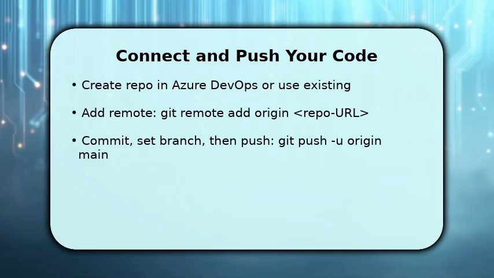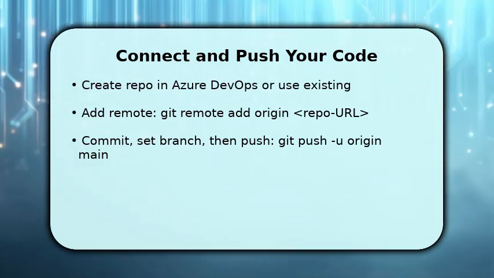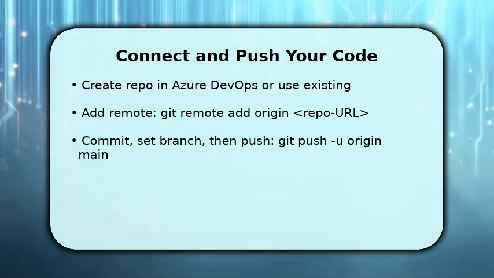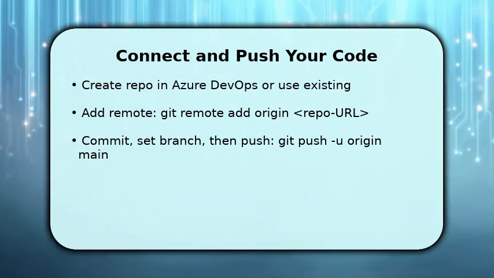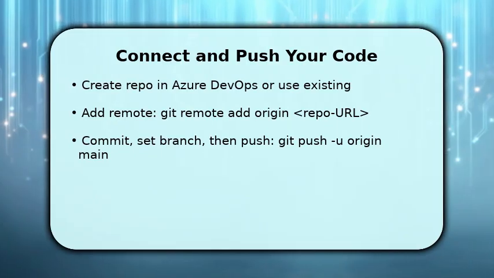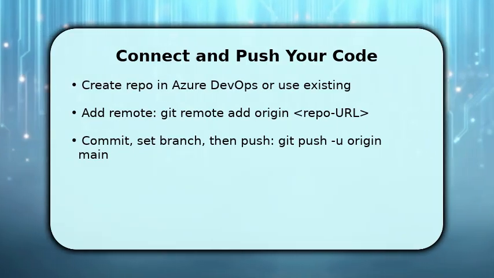Stage and commit with meaningful messages, set your primary branch name to main or master, and push using git push -u origin main. If you use SSH keys, make sure the public key is added to your DevOps profile before pushing.